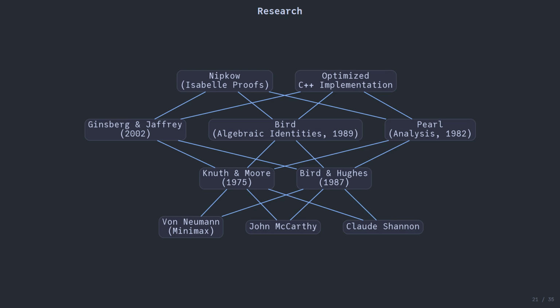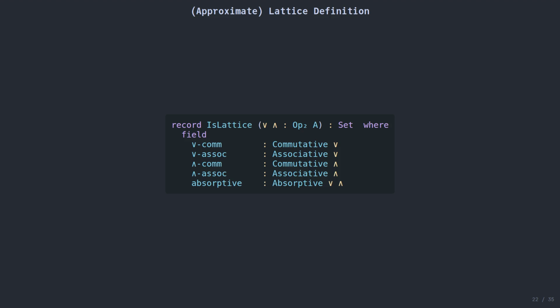To formalize this in Agda, we're going to step away from the chessboard and look at the formal rules that govern this kind of hierarchy. As Ginsberg and Jaffray showed, these rules apply to chess, to bridge, and far beyond. They describe the structure of information, the structure of uncertainty, and the structure of choice. It is time to meet the lattice. A lattice is a hierarchy. Pick any 2 elements, and you can always look up to find their most specific common ancestor. And you can always look down to find their most general common descendant.